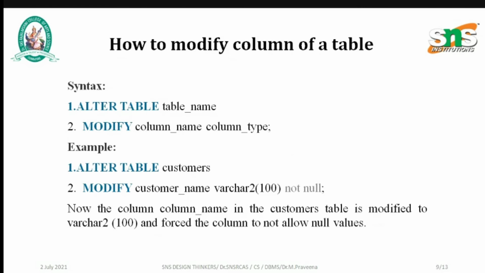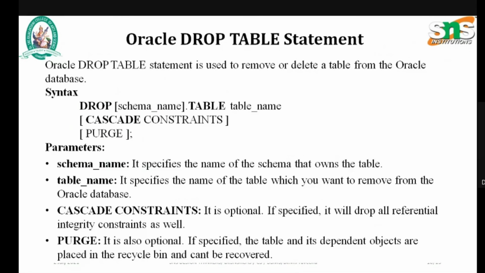So how to modify a column of a table? For modifying a column of a table, we can use modify. Alter table, table name, modify column name, column type. You see, for the customer table we have given varchar2 of 50. So now we can modify it to 100. Already we have given 50, we are modifying it to 100. So modify customer name varchar2 of 100.